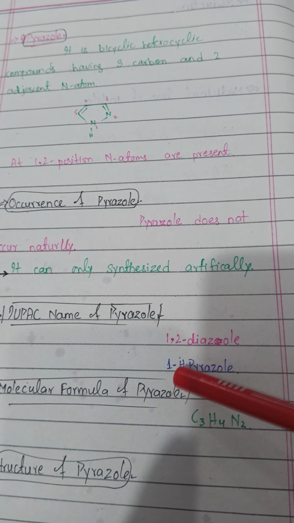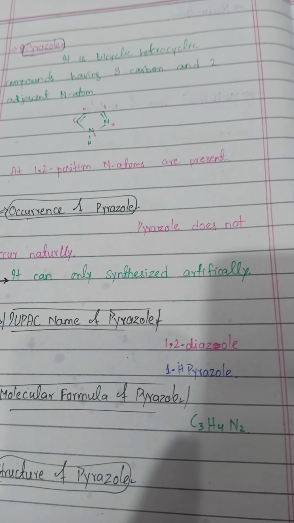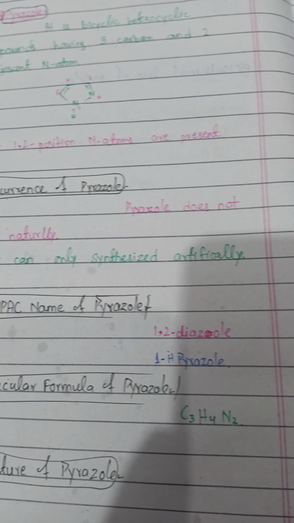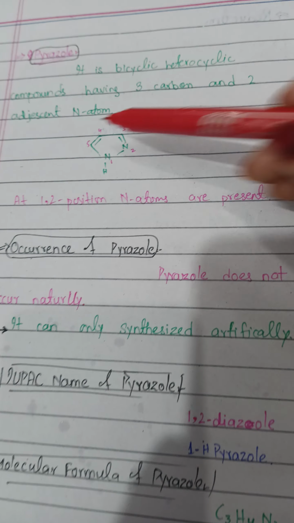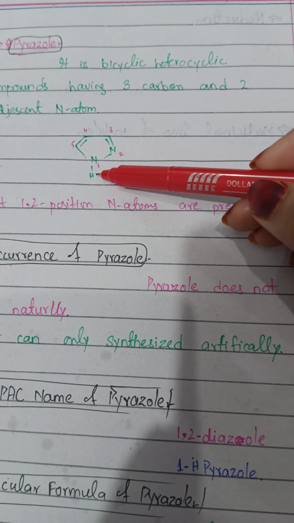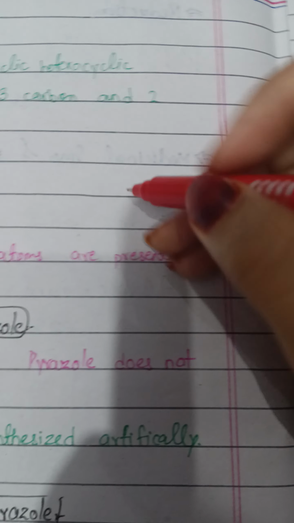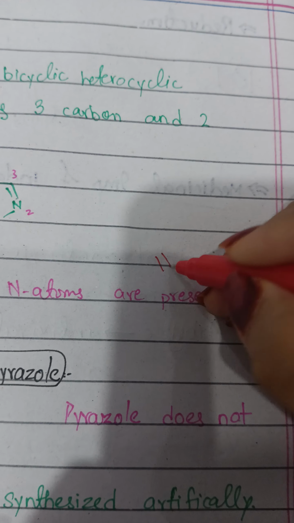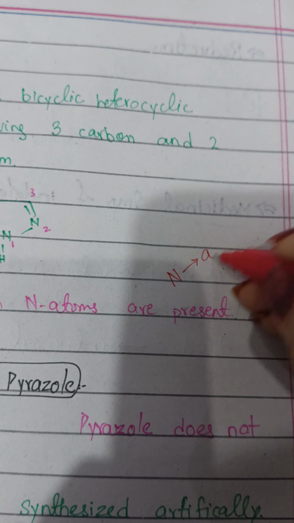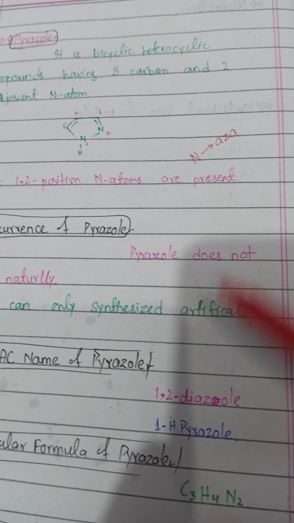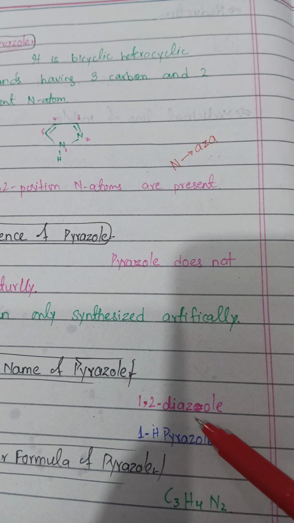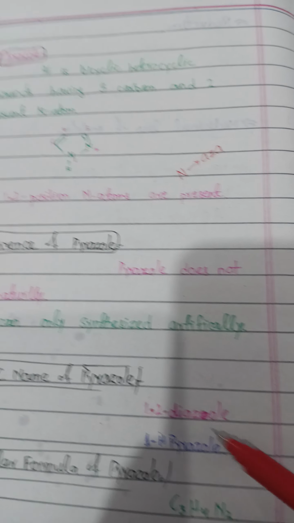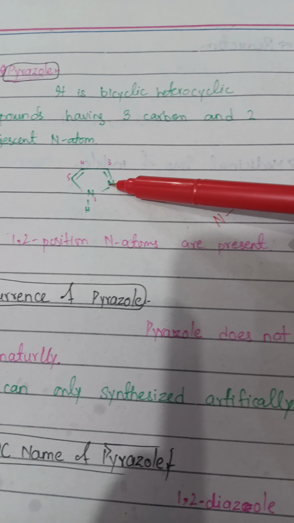It could be 1,2-diazole. Okay, why do we call this 1,2-diazole? Because at 1 and 2 position two nitrogen atoms are present, and we have discussed that for nitrogen atom we use "aza" in the IUPAC name. For nitrogen, the word "aza" is used, so we have two nitrogen atoms, therefore we call it "diaza", and "ol" is added because it is a five-member ring.